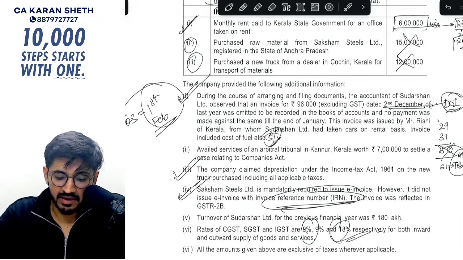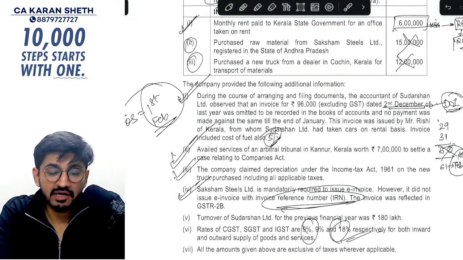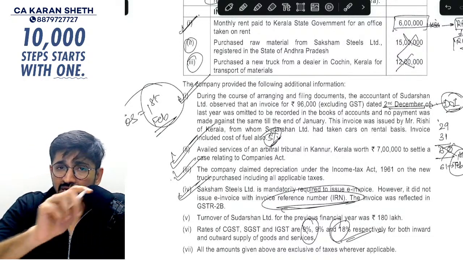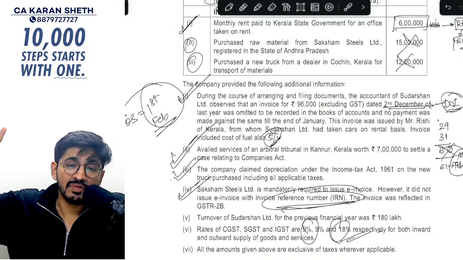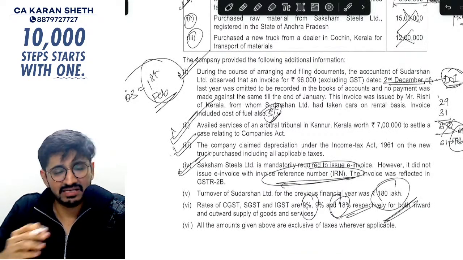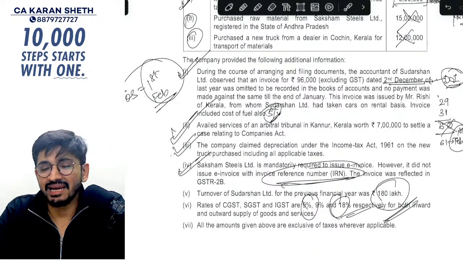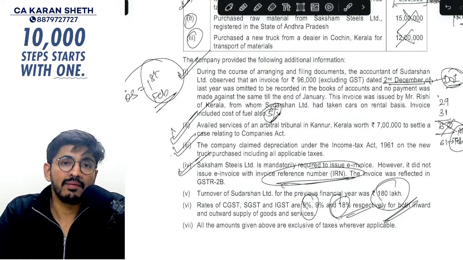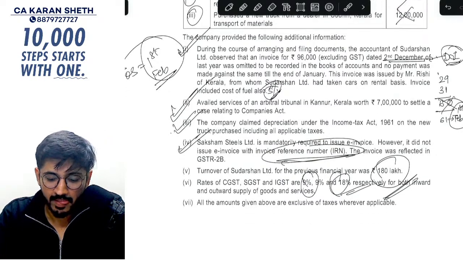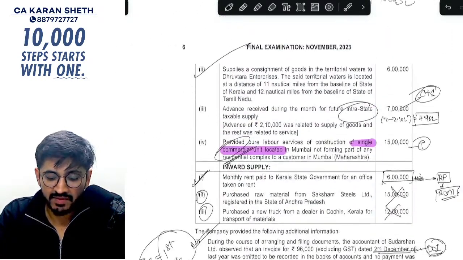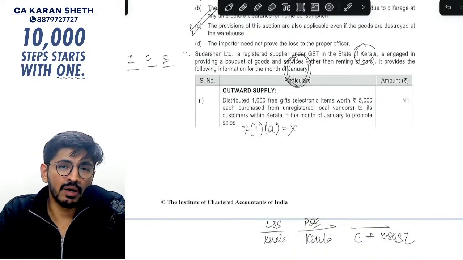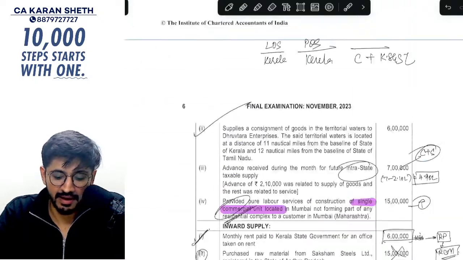Second, the company availed arbitral tribunal services worth rupees 7 lakhs to settle a case relating to the Companies Act. Fair enough. The arbitral tribunal is providing service to S Limited. The turnover of S Limited, is it exceeding the threshold limit? Do we have the information? Yes, 180 lakhs. Clearly exceeding the threshold limit, and hence, my dear friends, RCM will apply and S Limited will have to pay tax as per RCM. That's it. I feel I have given effect to all of that. Now whatever computation needs to be done, I think you are comfortable doing that, right?